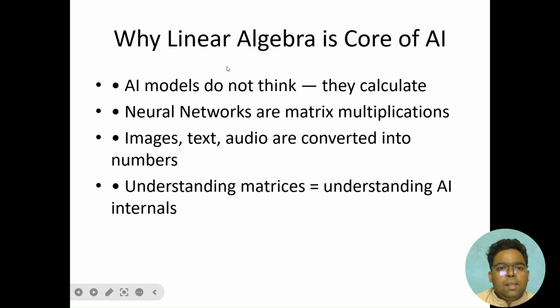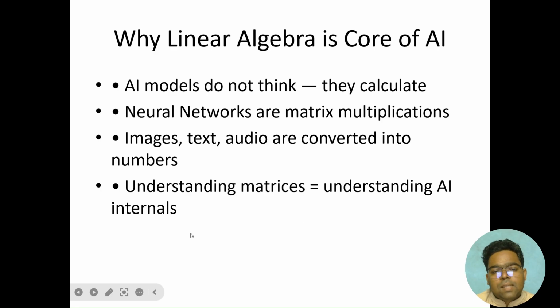So why is linear algebra the core of AI? AI models do not think, they calculate. Neural networks are matrix multiplication. I will keep it short, but I will explain everything. Images, text and audio are converted into numbers, so understanding matrices means understanding AI internals.